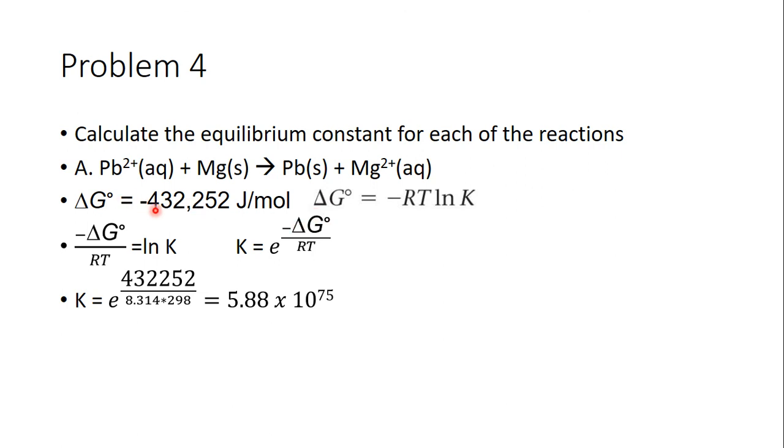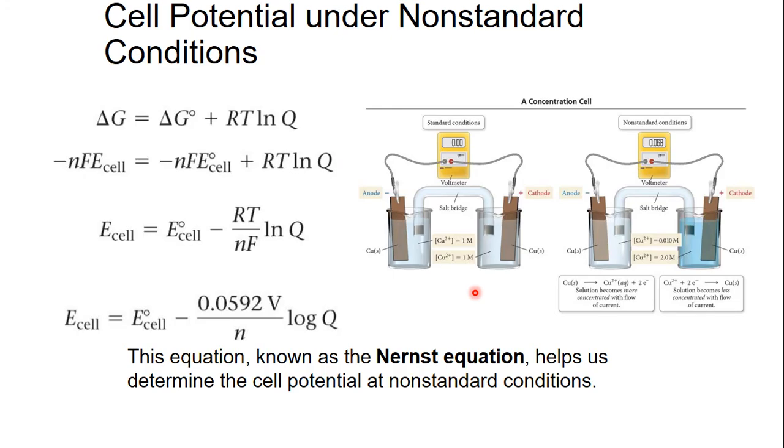So minus delta G, so delta G is negative already, so minus delta G is positive 432,252, divided by R, gas constant, 8.314, and we're going to assume we're at 25C, so that's 298K. When you do this calculation, you should get your equilibrium constant is massive, 5.88 times 10 to the 75.